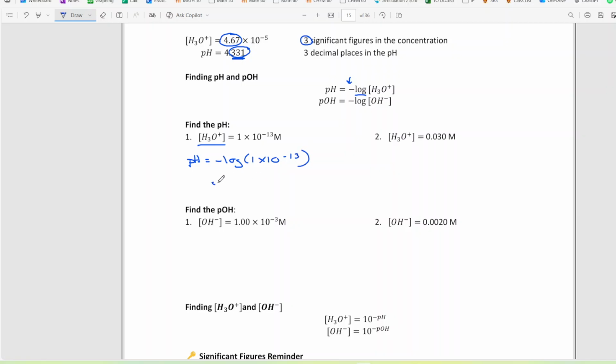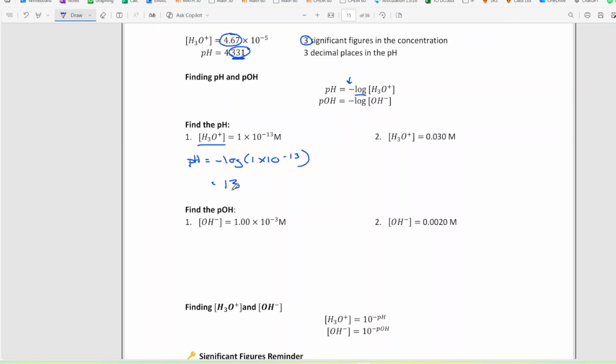Now, to plug this in, you literally type a negative sign, then you hit the log button. Then you only need brackets if you're going to do 1 times 10 to the negative 13. If you do it as 1 exp negative 13, it knows you're talking about one term. So for my calculator, I'm going to hit 1 exp negative 13, and then I don't need brackets. But if you're going to type in 1 times 10 to the negative 13, make sure you use brackets. And I get 13 as an answer.